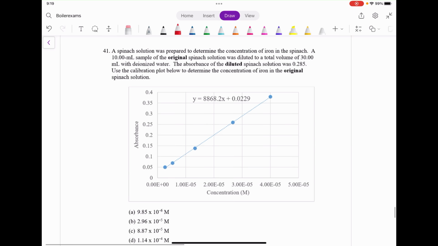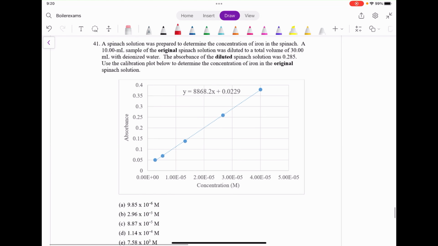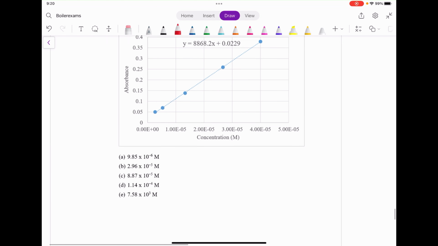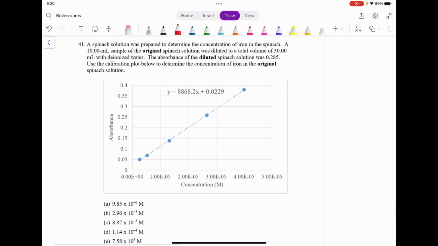41. A spinach solution was prepared to determine the concentration of iron in spinach. A 10 milliliter sample of the original spinach solution was diluted to a volume of 30 milliliters with DI water. The absorbance of the diluted spinach solution was that number. Use the plot below to get the concentration of iron in the original solution. So similar to the problem we saw at 39, I think, we can essentially plot this and use the graph they give us. They say that the absorbance is that number, on the plot that looks like that.